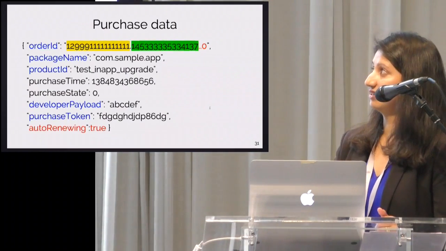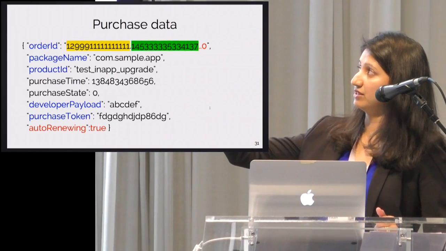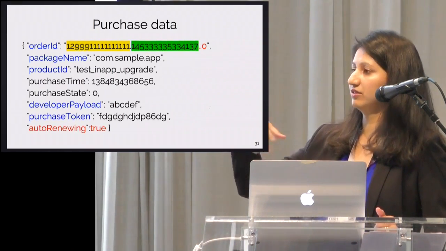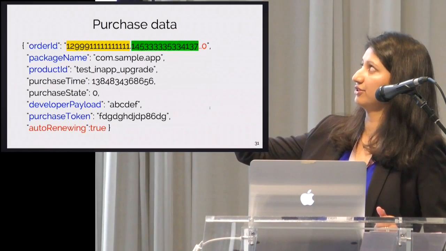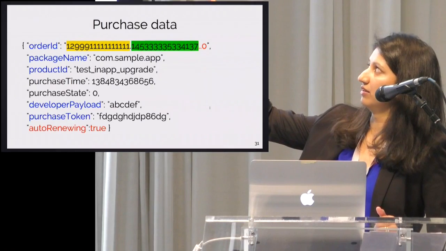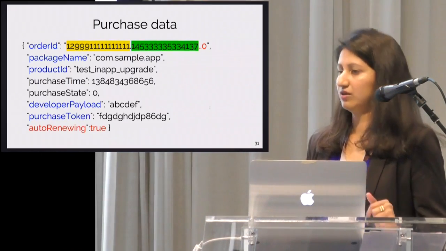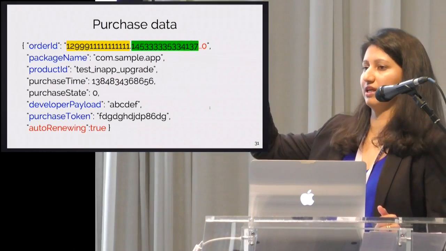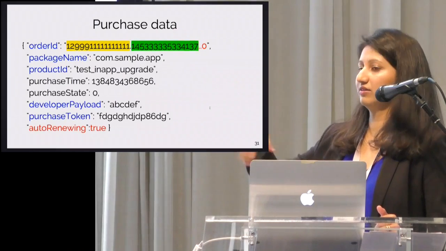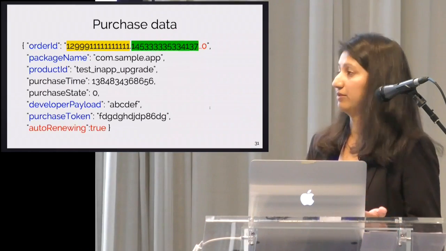This is what our purchase data looks like. It's a JSON. It has the order ID. The first half highlighted in yellow is unique to your merchant, and the second half is unique to that transaction. You can notice that this has .0, and that is for a subscription, which means it's recurring. So the first time it renews, the subscription is .1, second time it renews, it's .2, and so on. The package name is the package name of your app.